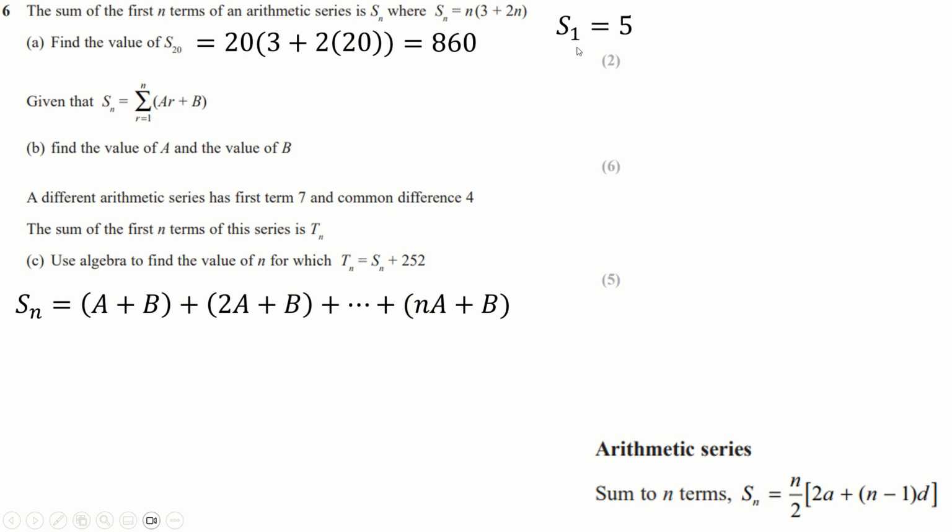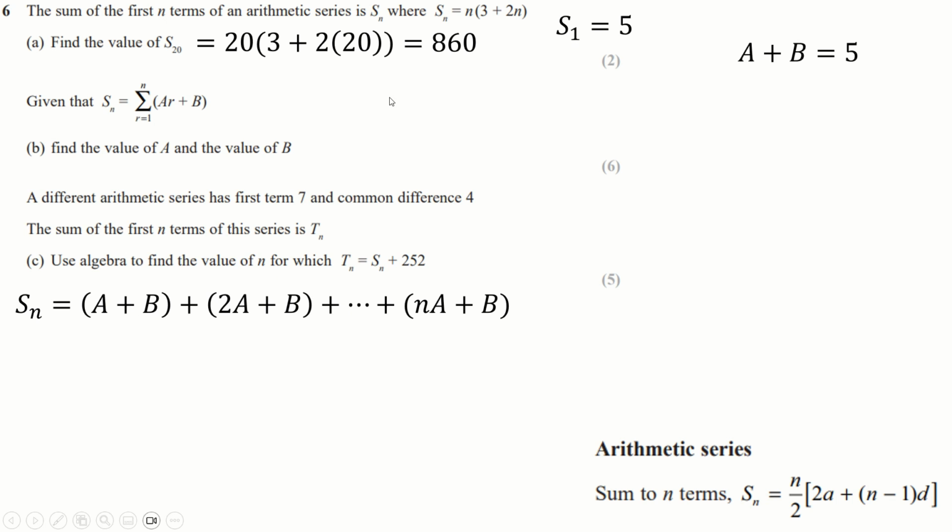But right now, I think the easiest way of doing this is just to say, well, the sum of one term is just 5. And what happens when you sum one term? Well, you're just looking at the first term. So I now have that a plus b is 5. The first term is just 5, because that's the sum of all of the terms up to the first term. It's just the first term.